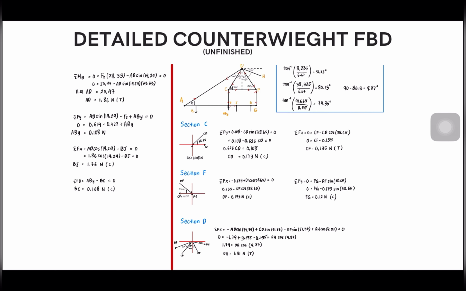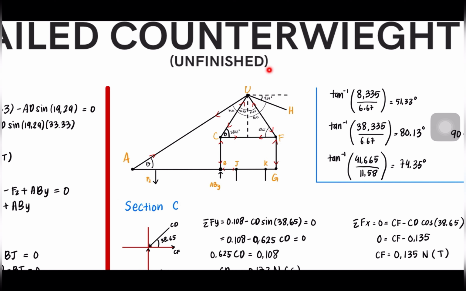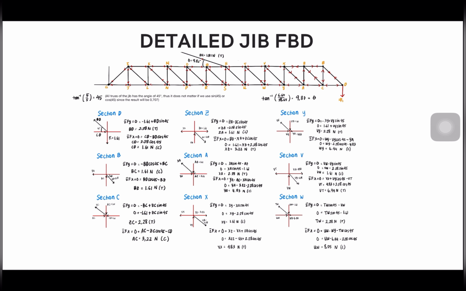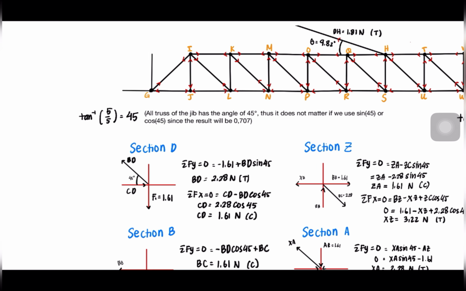Okay, about the counterweight, we are almost finished. So why is it unfinished here? Because we still need to find the member forces of JK and KG. For now, we cannot find those, since we need to analyze the rest of the parts, and then we can find JK and KG. Okay, so we have reached the detailed jib FBD. Since we know the applied force, which is F1, we can find the rest of the members.